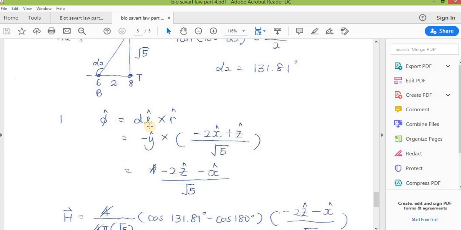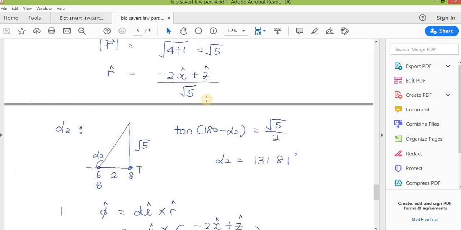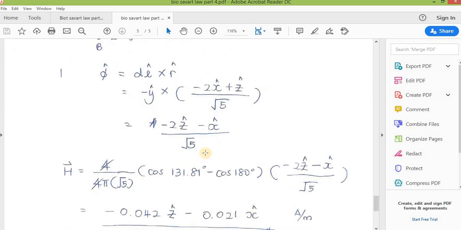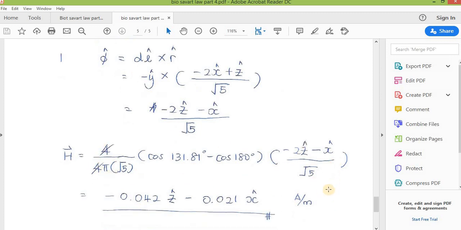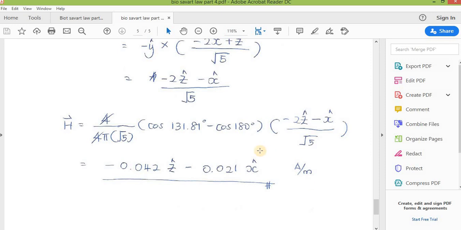Next is to find the unit vector phi. I cross product the negative y, which is the direction of the current flow, with the unit vector r that I calculated here, and I will get this one. So you just follow the steps of the finite current filament, even though it is a semi-infinite line. By replacing all the relevant information into the equations, you can get this answer for your magnetic field H.